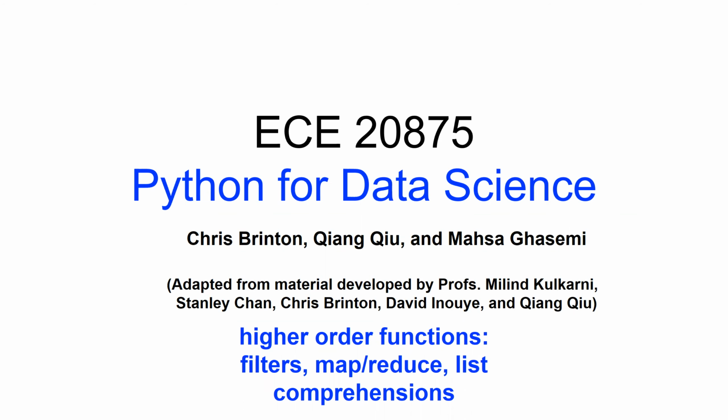So today we will return to Python. We will continue with the higher order function. Then we will cover things like filter, map, reduce, then list comprehension. The slides are simple. We will only have a few slides, but then we will move to the Jupyter notebook with more examples.